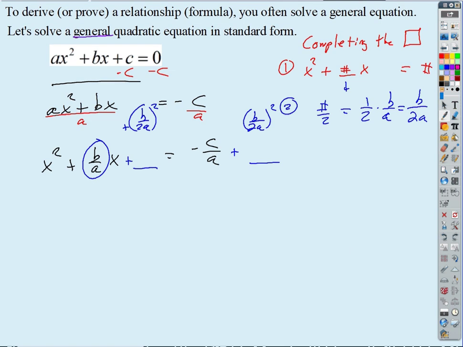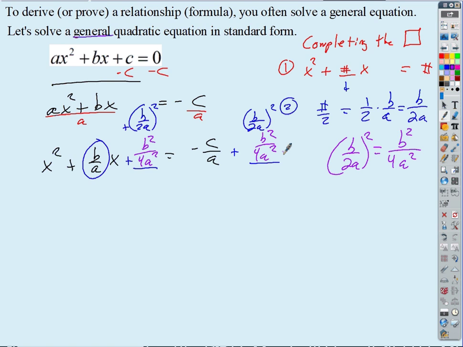So same thing up here, right? I've got b over 2a, squared. If I multiply that by itself, I'm just getting b squared on the top, and on the bottom I'm getting 2a times 2a. Well, that's going to be 4a squared, right? Agreed? Okay, so step 2, took care of that.